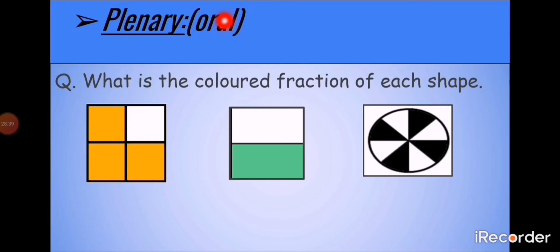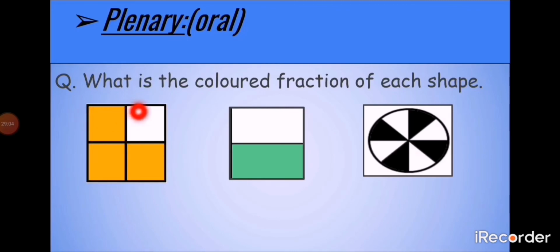Now plenary. Question: what is the correct fraction of each shape? You can see I have 3 shapes here. It's an oral plenary. You do not do this work in your notebook. We are doing this work just for recalling the topic we have done, that is fraction. So look at the first shape. It's a square. It is colored into 1. It is divided into 4 equal parts. Equal parts means equal sizes.